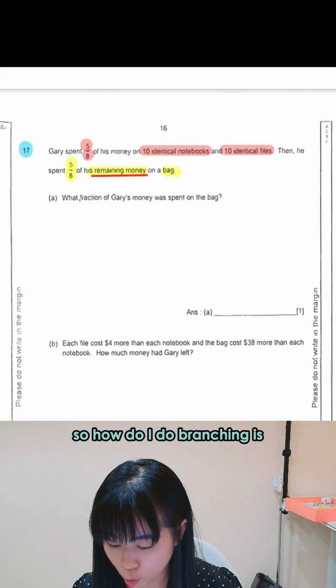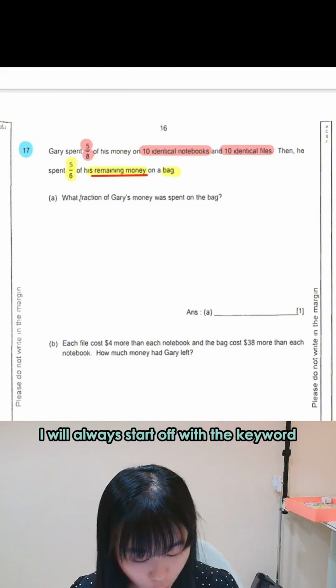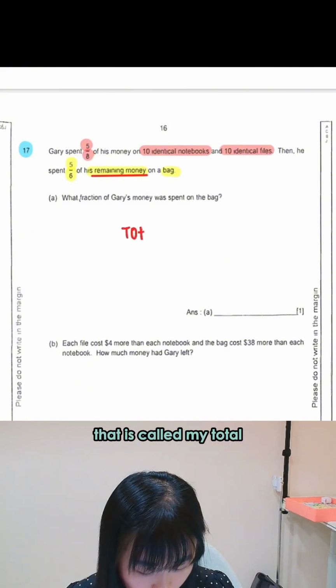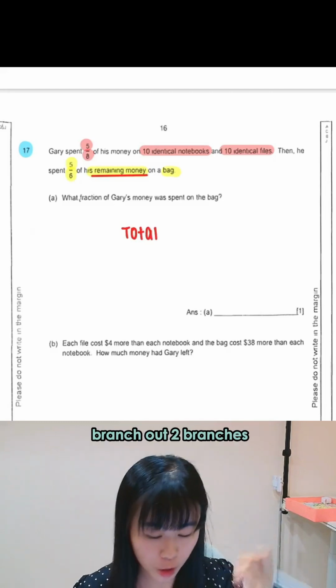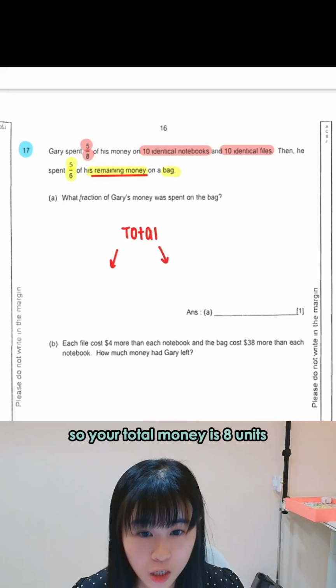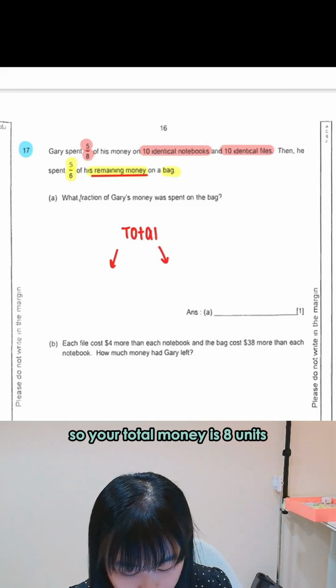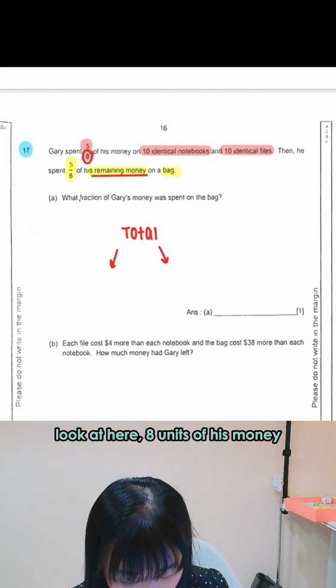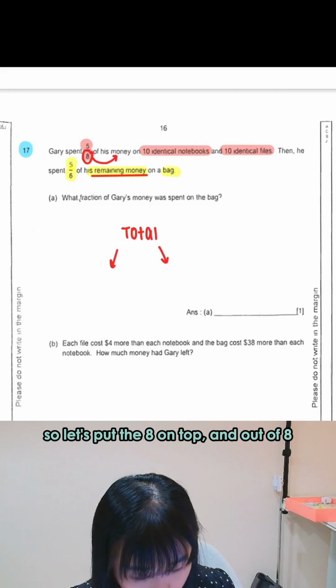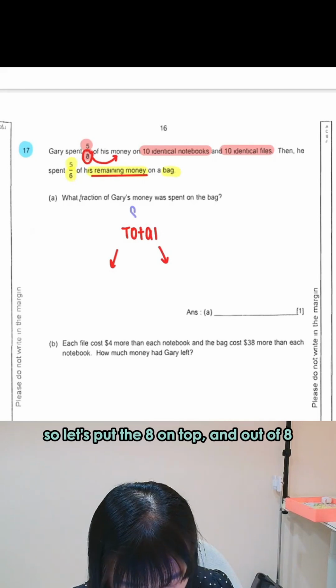So how do I do branching? I will always start off with the keyword that is called my total. Every time branching, branch out 2 branches. So your total money is 8 units. Look at here, 8 units of his money. So let's put the 8 on top.